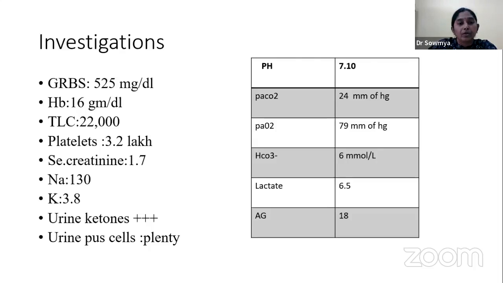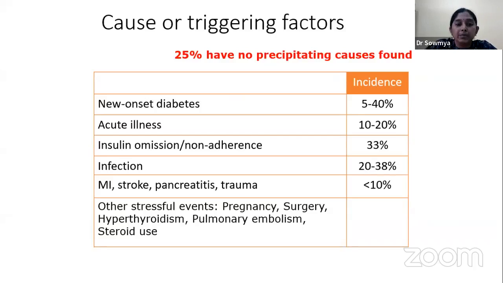So before discussing the case presentation, we will discuss the causes of hyperglycemia in this patient. Not only in this patient, usually what are the triggering factors or causes for hyperglycemia? 25% of the patients won't have any precipitating cause. Most of them, almost 10 to 20%, will be with acute illness, and some of them will be omitting the insulin or non-adherent to treatment, and some of them will have infection, whether it is urosepsis or any other infection in the body.